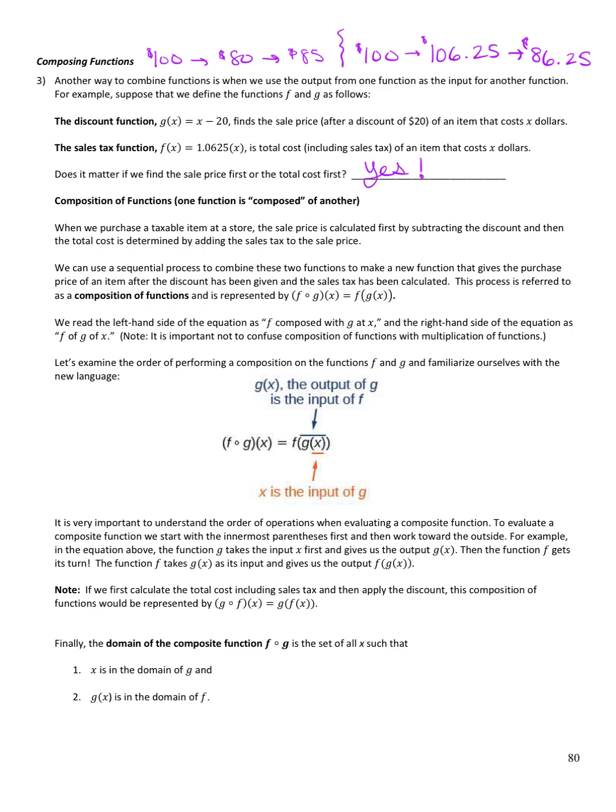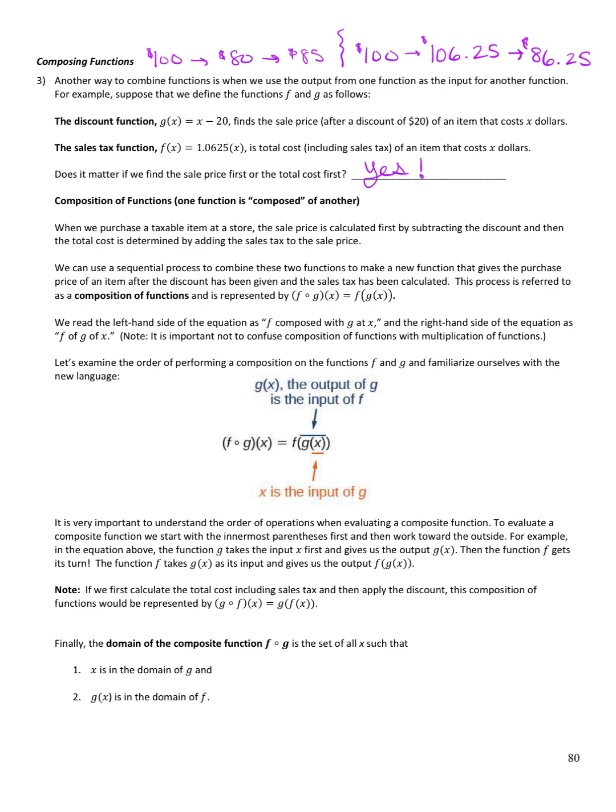When we purchase a taxable item at a store, the sale price is calculated first. So that's how it usually works. You calculate the sale price by subtracting the discount, and then the total cost is determined by adding the sales tax to the price. So we can use a sequential process to combine these two functions to make a new function that gives the purchase price of an item after the discount has been given and the sales tax has been calculated. This process is referred to as a composition of functions and is represented with this notation, f circle g of x, and you would read that as f composed with g of x, or f of g of x.